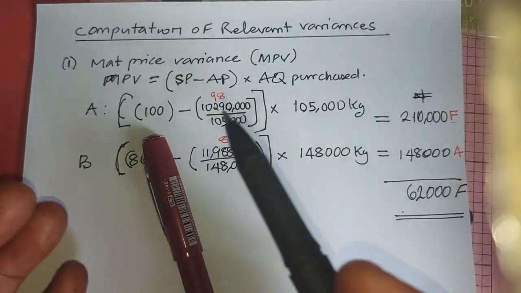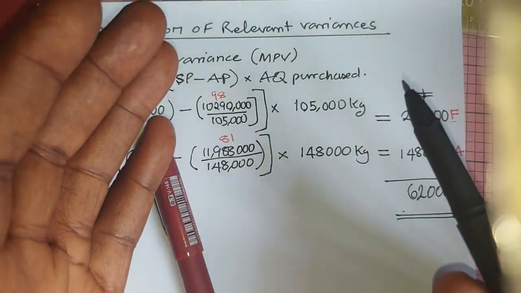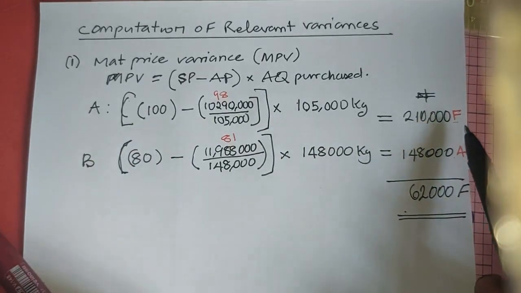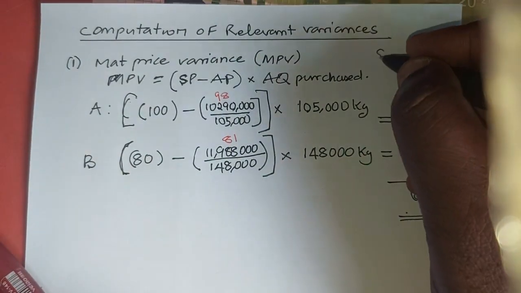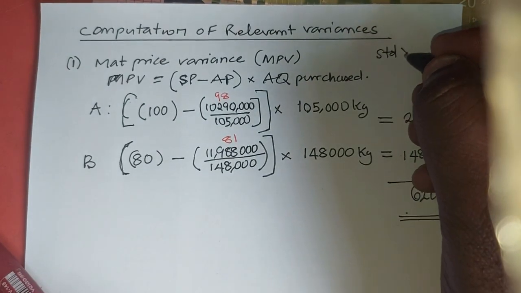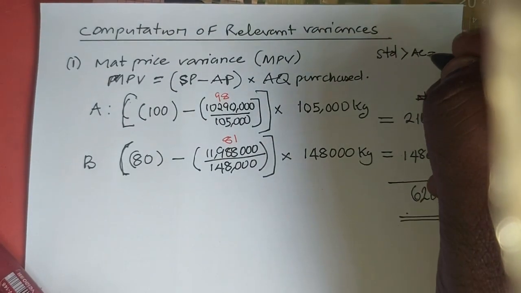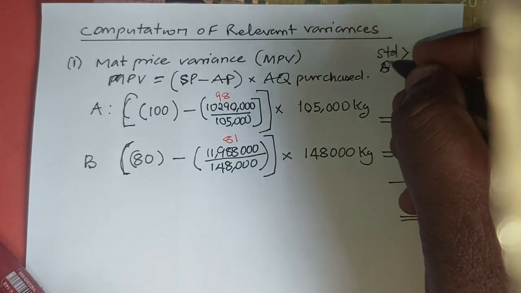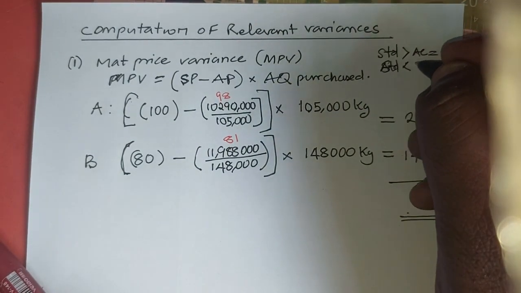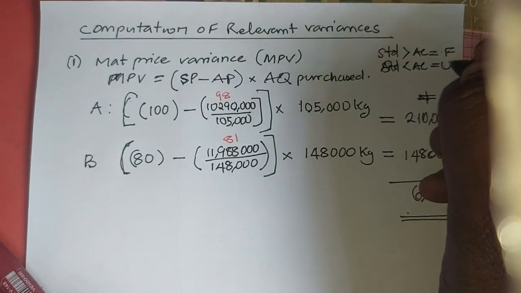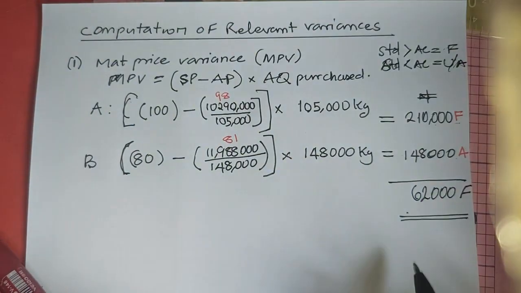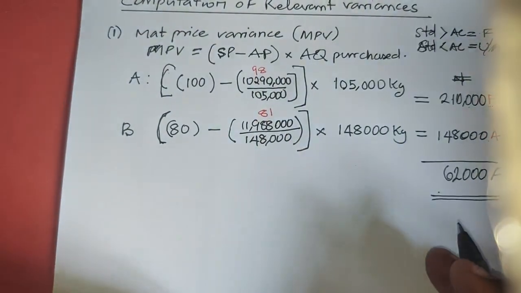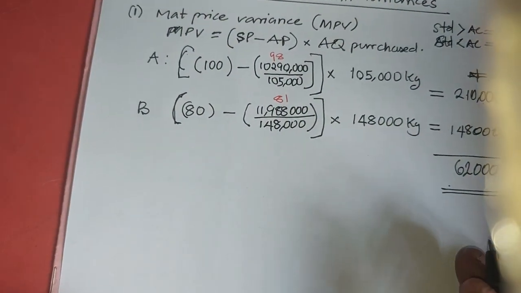So when the standard is more than the actual, it will give you a favorable. When standard is greater than actual, it goes to favorable. But when standard is less than the actual, it will give you unfavorable or adverse. So students should take note of that. So the material price variance has been calculated.